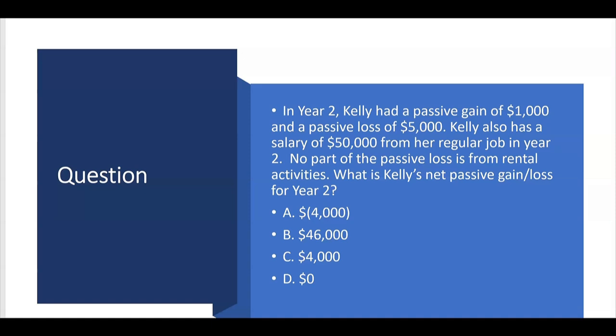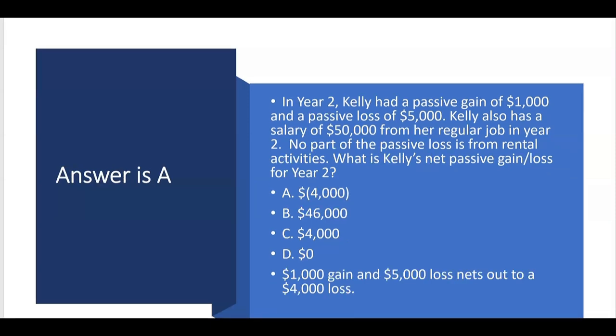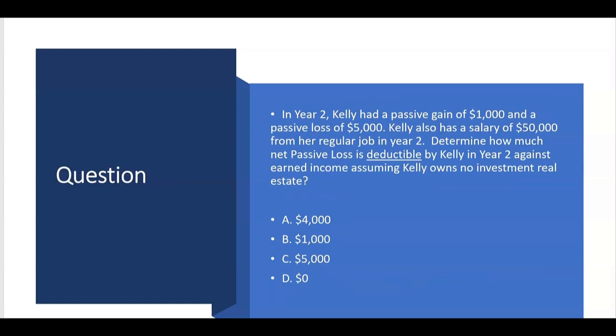Well, she has a passive loss of $5,000, a passive gain of $1,000, and all passive gains and losses are netted. And in this case, you have a net passive loss of $4,000, which happens to be answer choice A. So your $1,000 passive gain and your $5,000 passive loss nets out to a $4,000 passive loss. A is the answer.